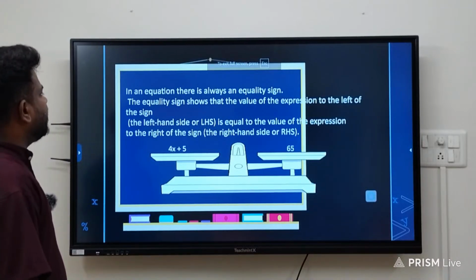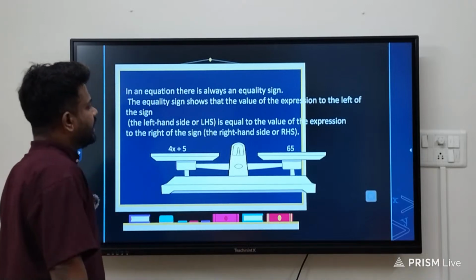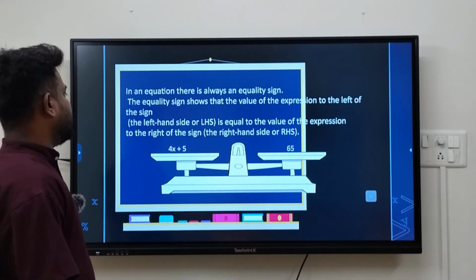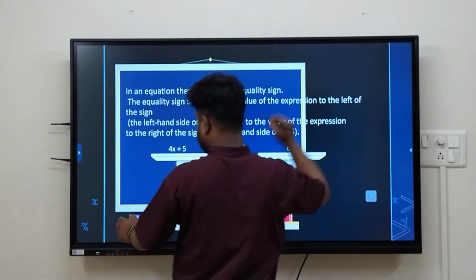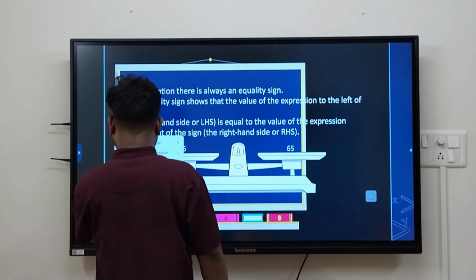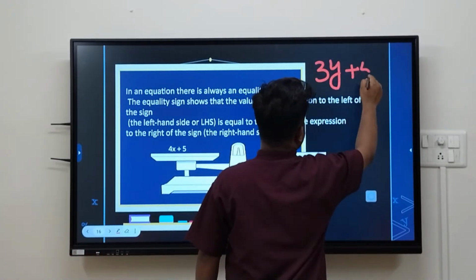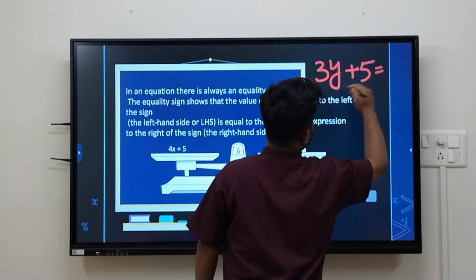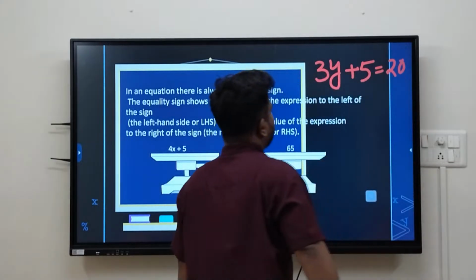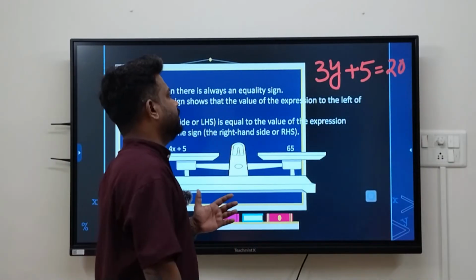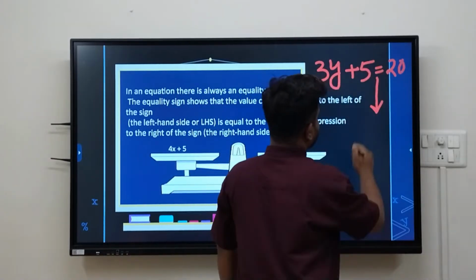In an equation there is always an equality sign. The equality sign shows that the value of the expression to the left of the sign equals the value to its right. If we write something like 3y plus 5 equals, say, 20, it will be referred to as an equation. Why? Because it has an equal sign in between.